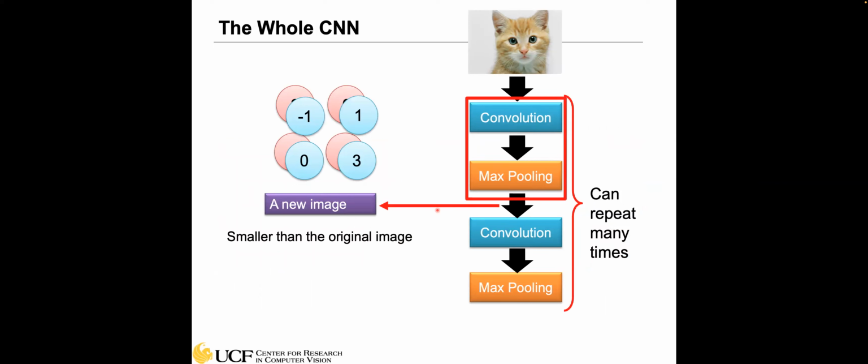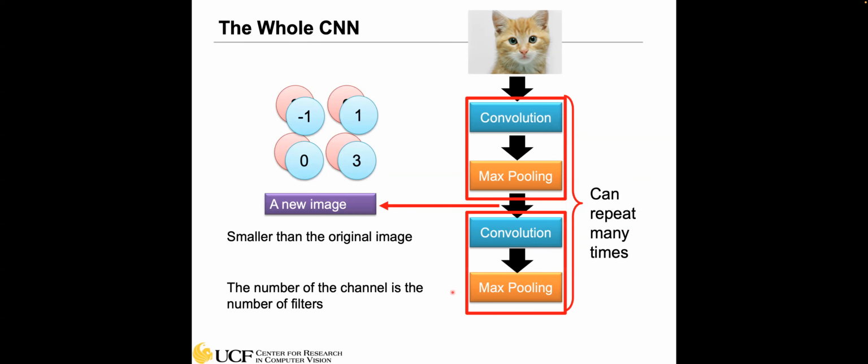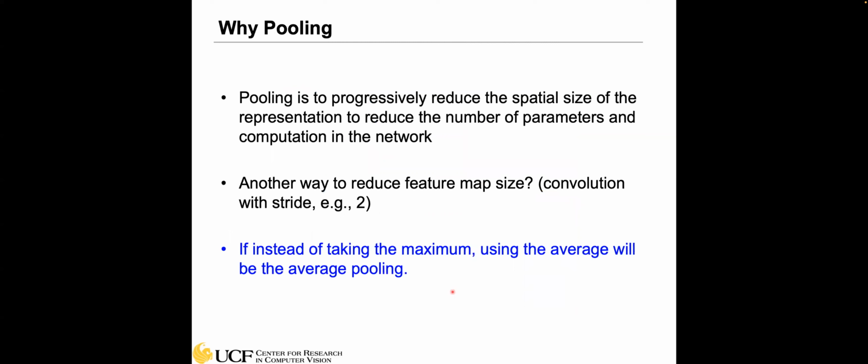Again, just to reiterate, after the max pooling, you have a smaller size than the original image, and the number of channels corresponds to the number of filters you're using for each layer. And as we mentioned, pooling is able to reduce the spatial size so that you can reduce the number of parameters and the computation in the network. That's the main purpose of doing the pooling.